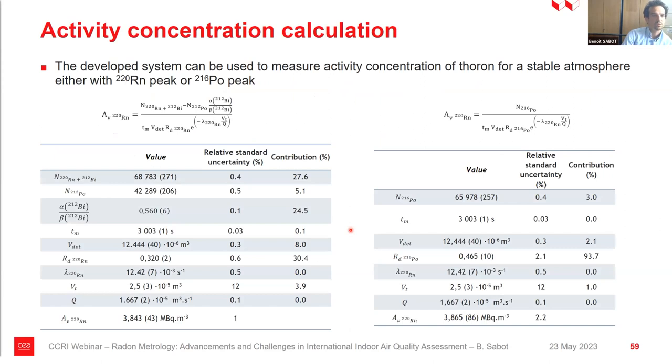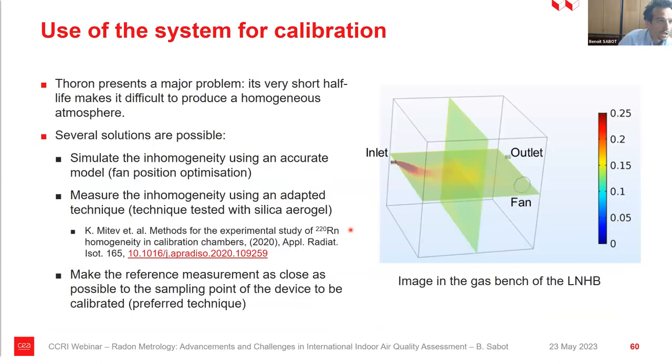it homogeneous. And of course, as always, when we are doing metrology, we have to define all the parameters used in the system, what their uncertainty is, and what the activity concentration we obtain is. In the base case, we can have 1% relative standard uncertainty for activity concentration, but only if we have a high activity concentration, I mean high counting statistics. And of course, we can use it to calibrate devices. However, it depends on the chamber we use.